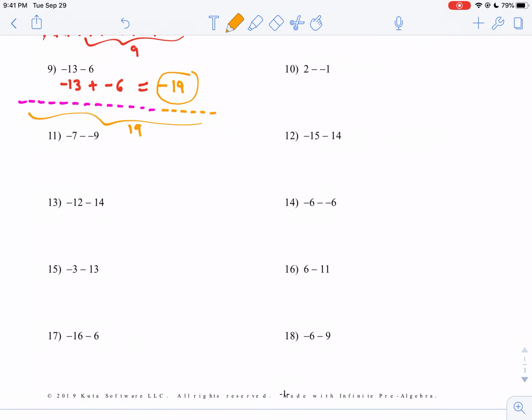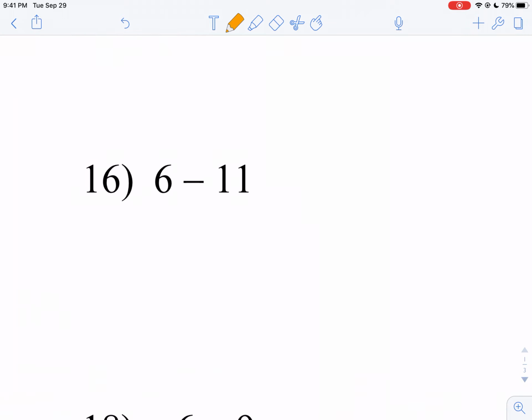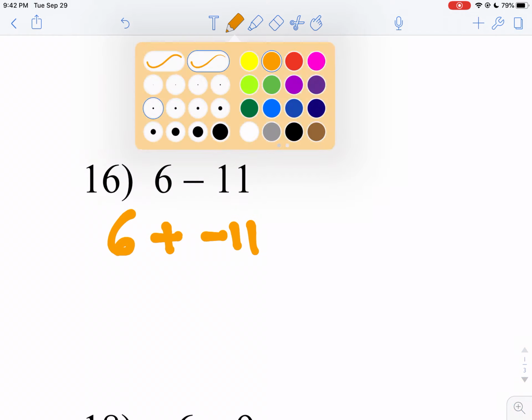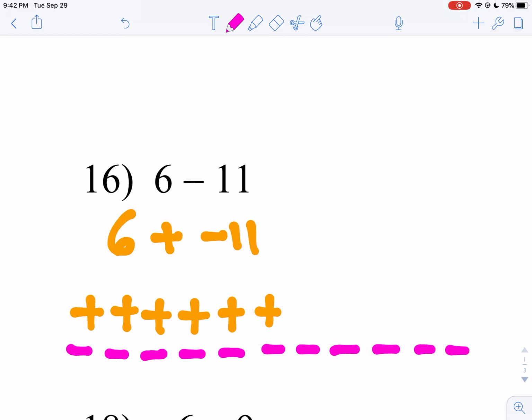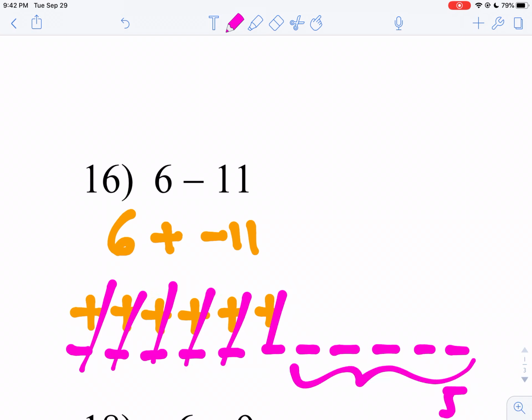Hopefully you got this. Let me do one more. This one here. Rewrite this as an addition problem also: 6 plus a negative 11. Use your signs. 1, 2, 3, 4, 5, 6, and use negative signs for the 11: 1, 2, 3, 4, 5, 6, 1, 2, 3, 4, 5. Pair them up, and you have 5 of these left. It's all negative, so the answer is negative 5.